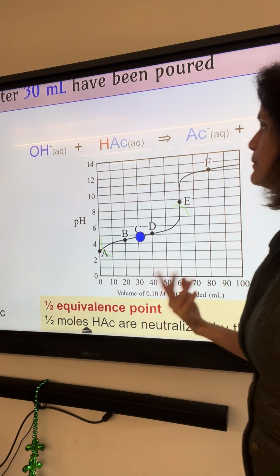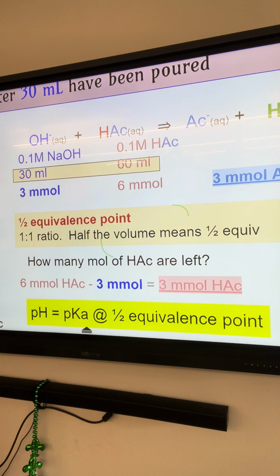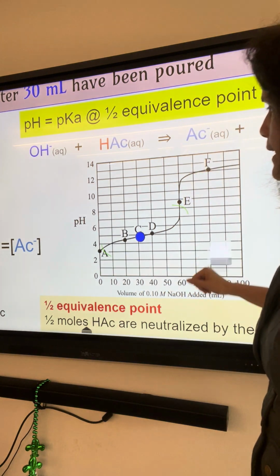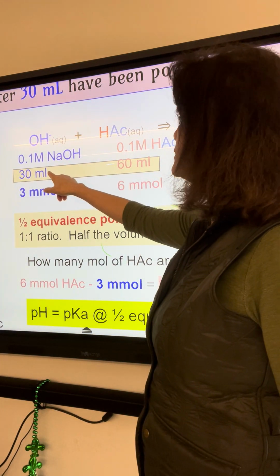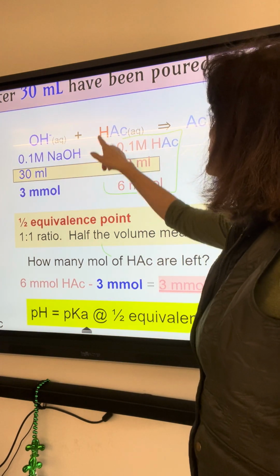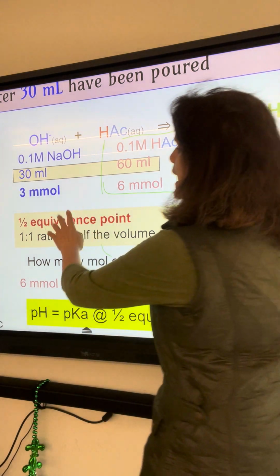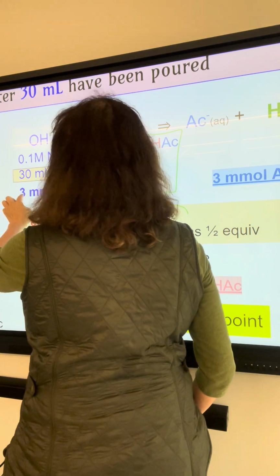Now point C, let's go next. You do the same thing. You're gonna have next 0.1 molar, 30 milliliters, and you always have the same amount of acid, right? Same amount of acid. You always have 6 millimoles. But this time, if you go there, you're gonna be dropping half, 30 milliliters.